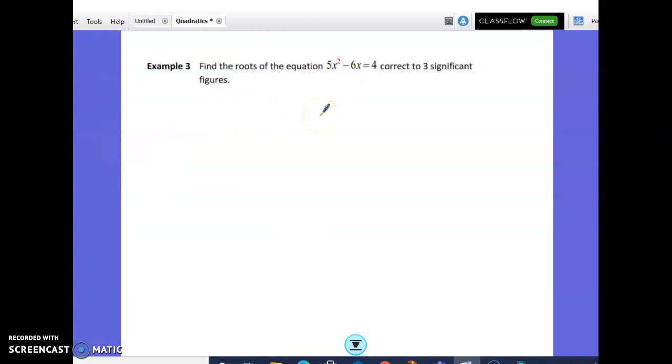Last one then. We've got 5x squared minus 6x equals 4, and we want to solve it correct to 3 significant figures. Loads of room this time. First thing we notice is our equation is not equal to 0, so the first thing we need to do is set it equal to 0. So I'm going to bring that 4 over to the other side. Now it's equal to 0, I can pick out my a, my b and my c. So a is 5, b is minus 6, c is minus 4.